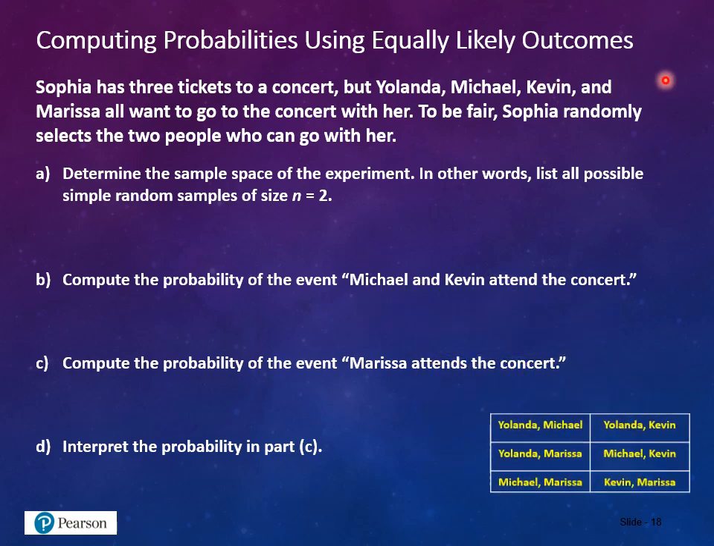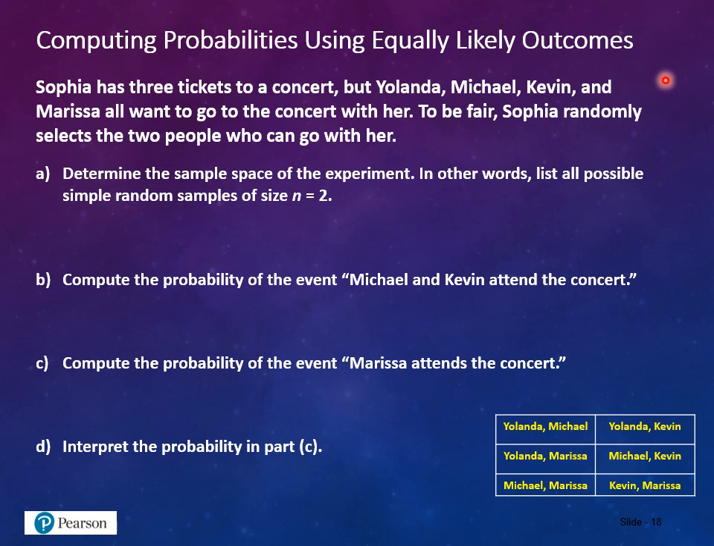So we can see all of these, and they're not very difficult because we just had to walk through. Yolanda, Michael, Yolanda, Kevin, Yolanda, Marissa, then Michael, Kevin, Michael, Marissa, and then Kevin, Marissa. This handles all of the combinations. You'll see that Marissa is with Kevin, Marissa is with Michael, and Marissa is with Yolanda. So you do see all the different combinations there. So in this case, our sample space is these 6 entries, and the number of possible outcomes is equal to 6.